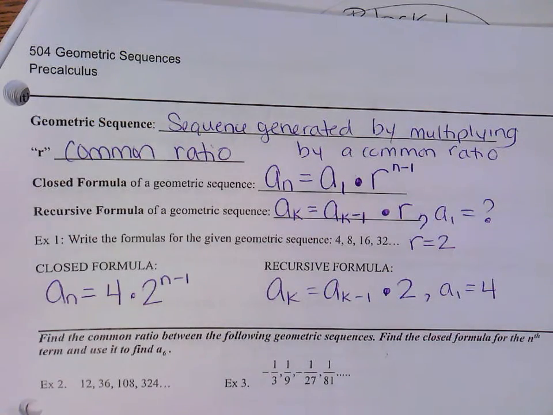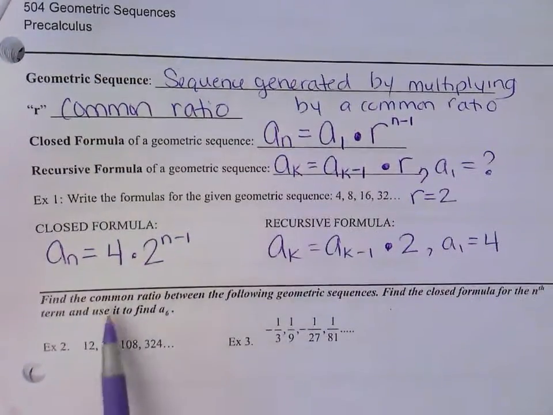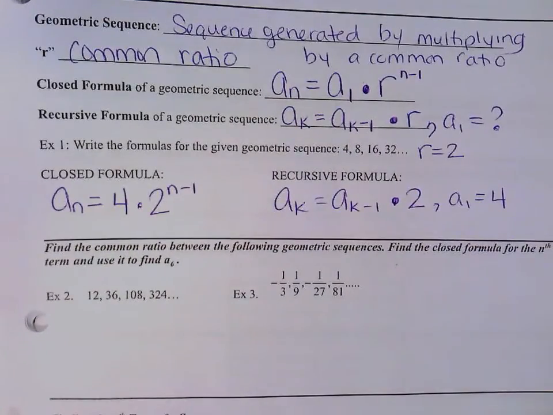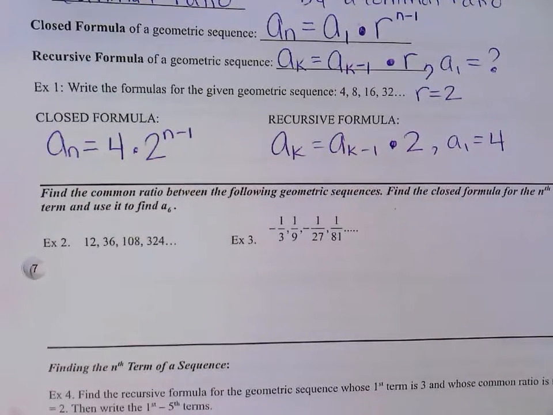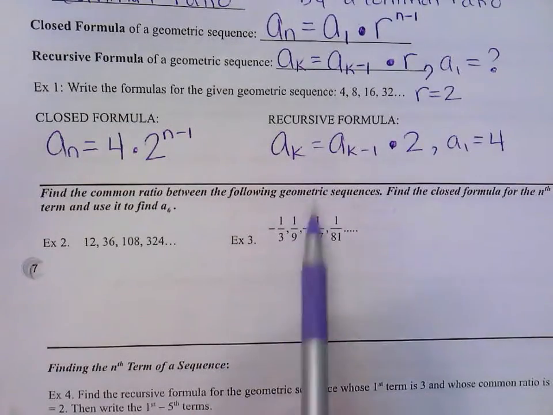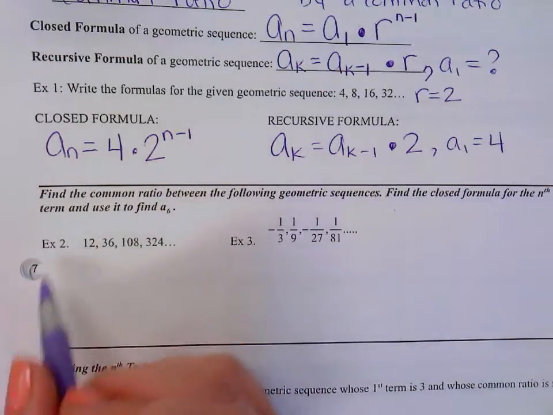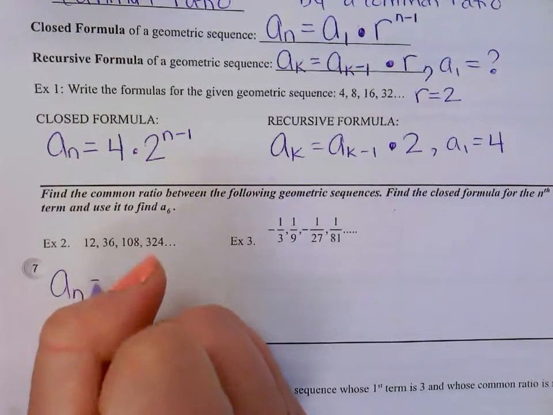So since we've done arithmetic, I think the language and the setup should be easier for geometric than arithmetic, because it's your second time applying a formula. So help me write the closed formulas and find a sub 6. How would I write the closed formula for example 2?